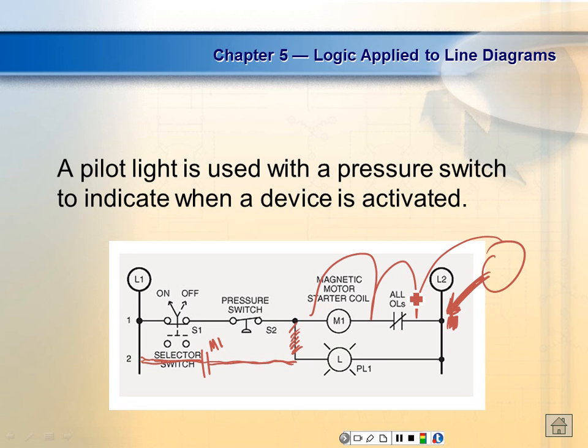Well, if I found voltage right there, it would indicate the overload was open. If I find voltage right there and the coil's not energized, I know the coil is bad, right? And that's the way we troubleshoot. We're looking for voltage because all the voltage is dropped across the open. So that's what we do.